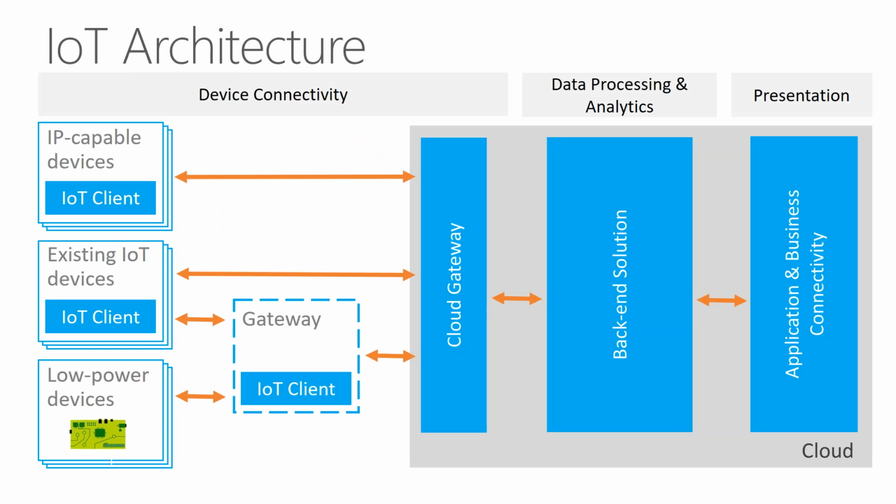On the left side, we have our device connectivity. So maybe we have IP capable devices. Maybe these are devices that can connect to Ethernet or Wi-Fi. Likely they support SSL or TLS. Maybe we have some existing IoT devices, other types of devices that maybe can connect to the cloud directly, or maybe they can't. So maybe we have a gateway, maybe a field gateway or a protocol gateway, or a couple of those in the mix there to facilitate the necessary communication that we need to implement.